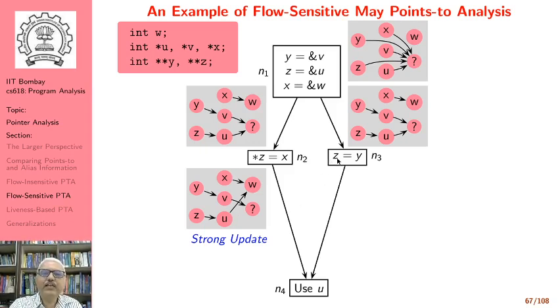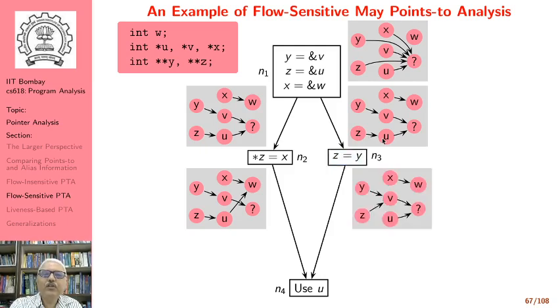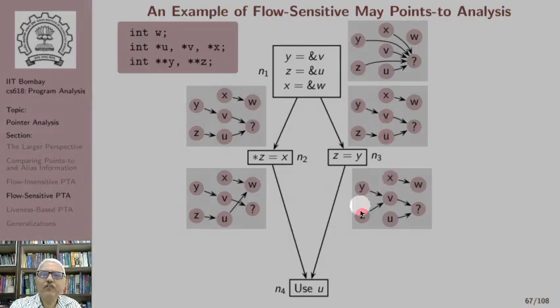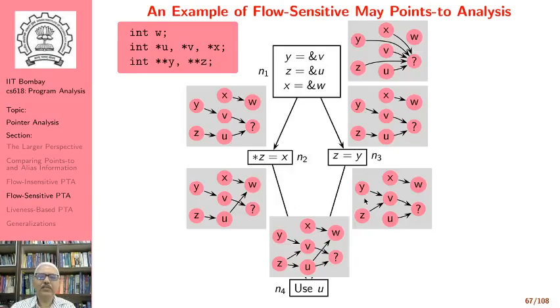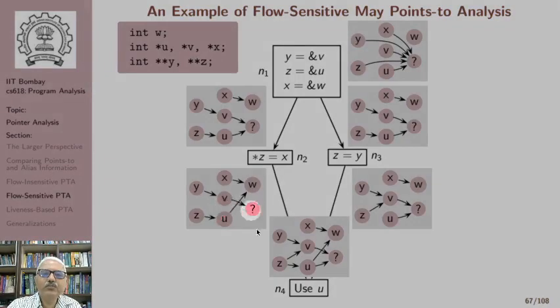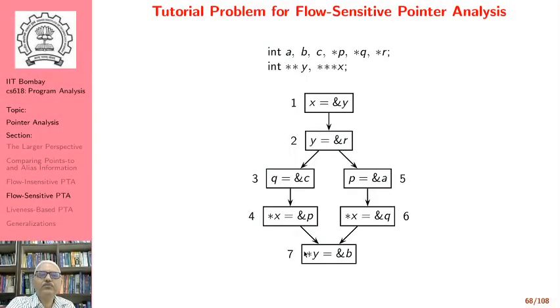So therefore, it's a strong update. Now we come to this side. We have an assignment to z. So the previous pointee of z, which was u here, will be removed. And therefore, we will have z pointing to v, because v happens to be the pointee of y. And now at the entry of N4, we take just a union of these two graphs and we get this points-to information. What do we get? We get u points to w along this path, we get u points to question mark along this path, and z points to u along this path from here, and z points to v along this path. So this is an example of flow-sensitive may points-to analysis.